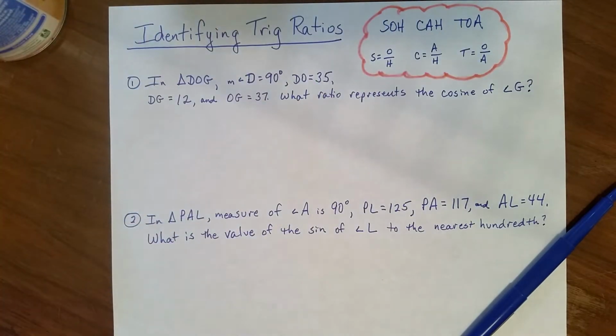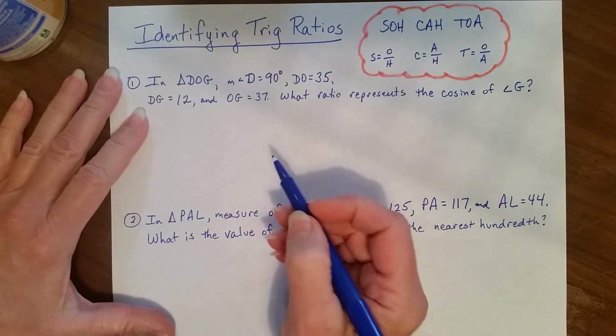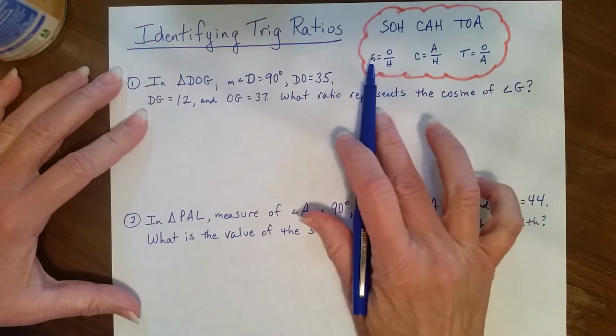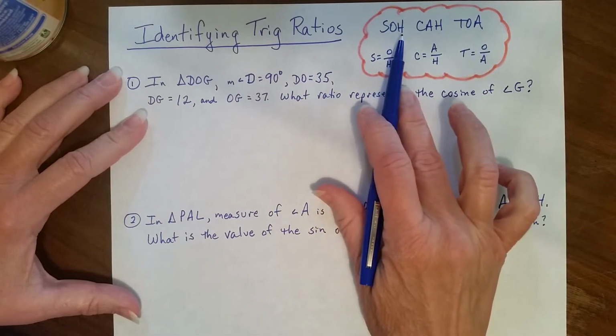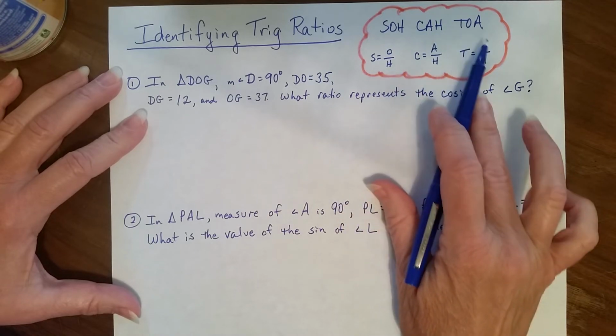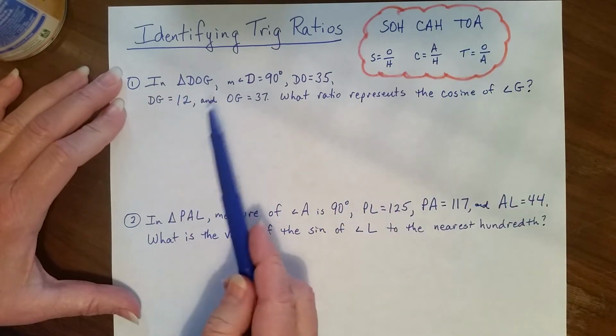Okay. Here we go. It's going to be a short lesson. We're just going to do two problems. So identifying trig ratios, we're going to use SOHCAHTOA. Sine is opposite over hypotenuse. Cosine is adjacent over hypotenuse. And tangent is opposite over adjacent. SOHCAHTOA. Pause if you need to.